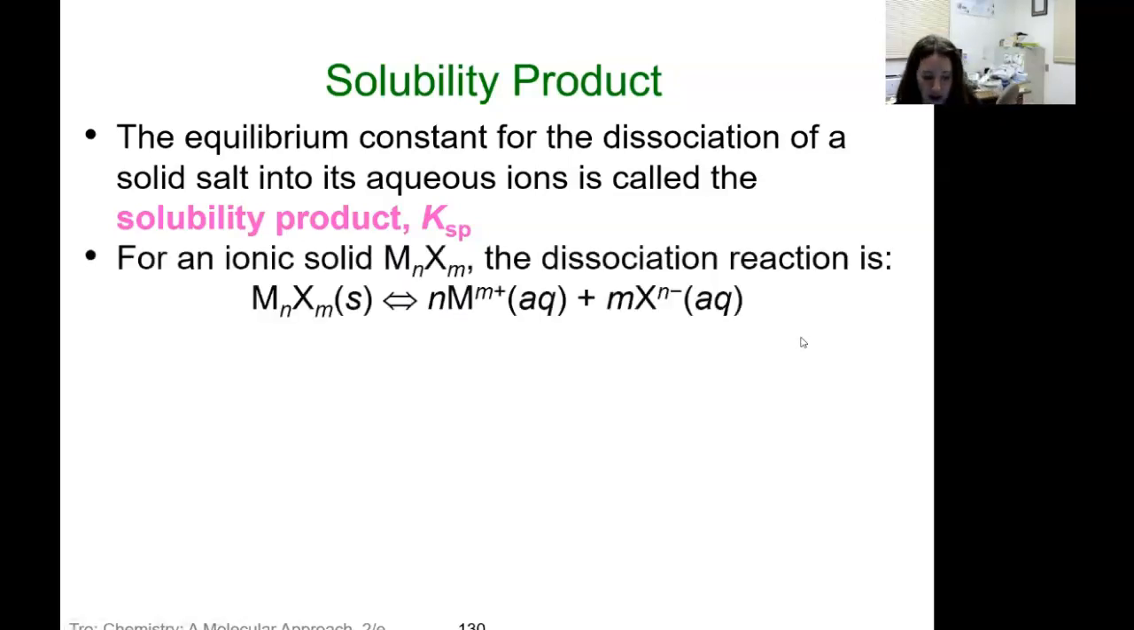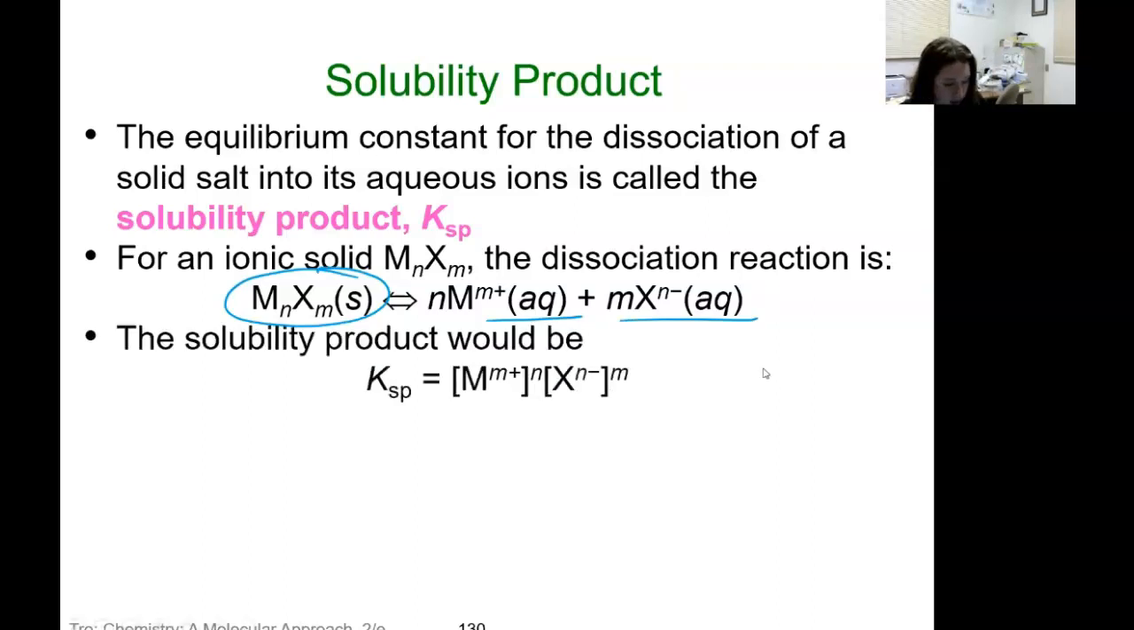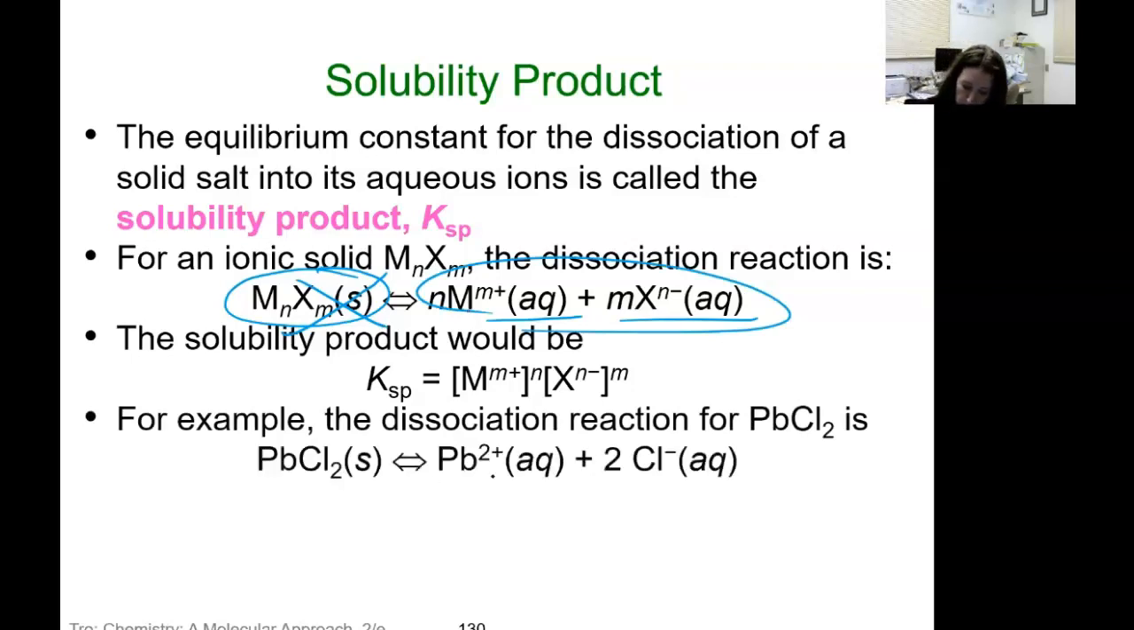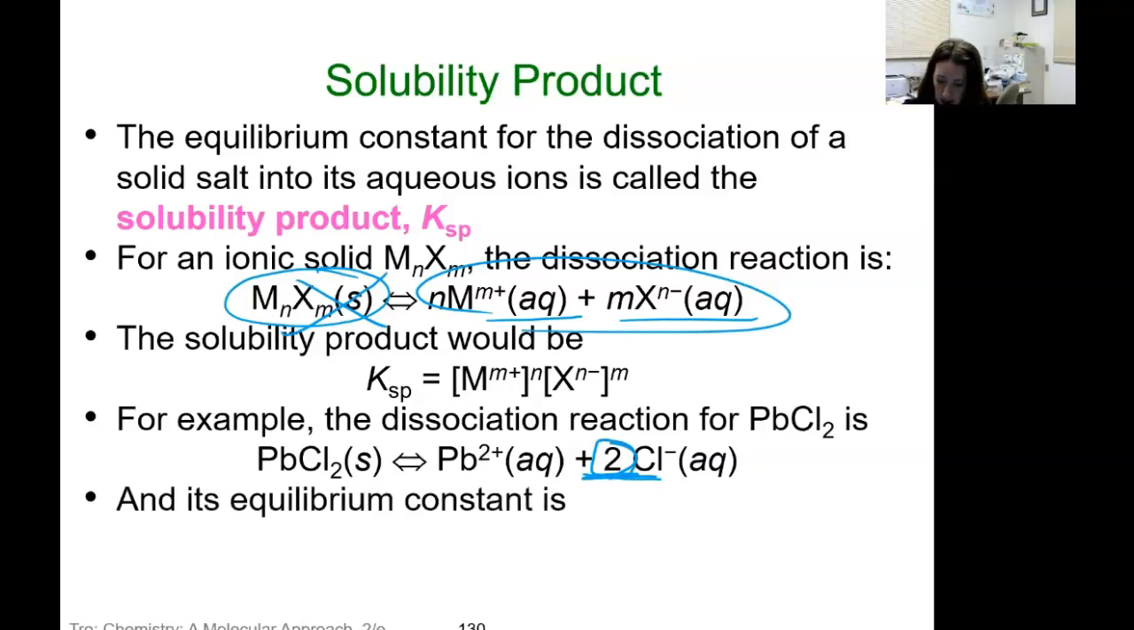So again, if we look at our dissociation, here's our insoluble compound, and it makes two products. And so for our equilibrium expression, again, we don't put solids in there, it would just be our products. So for example, if PbCl2 dissociated, you have one Pb and two Cls. Remember, it's products raised to the coefficient. So our KSP here is going to have this 2 here.